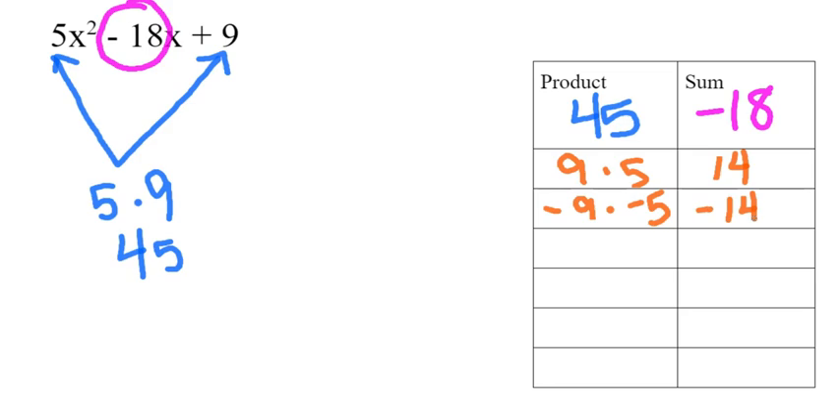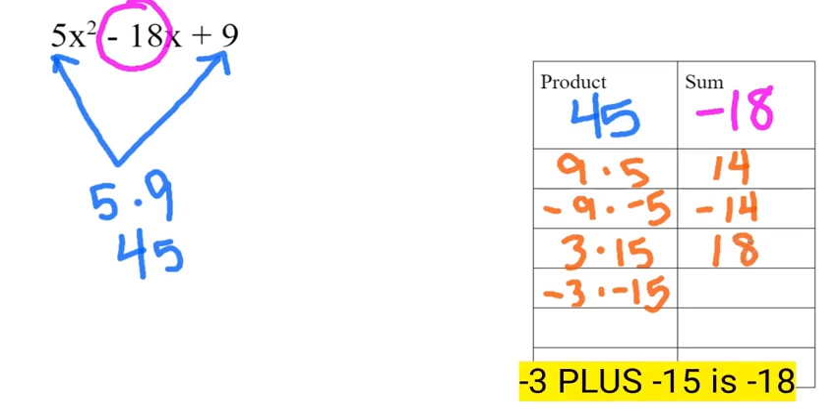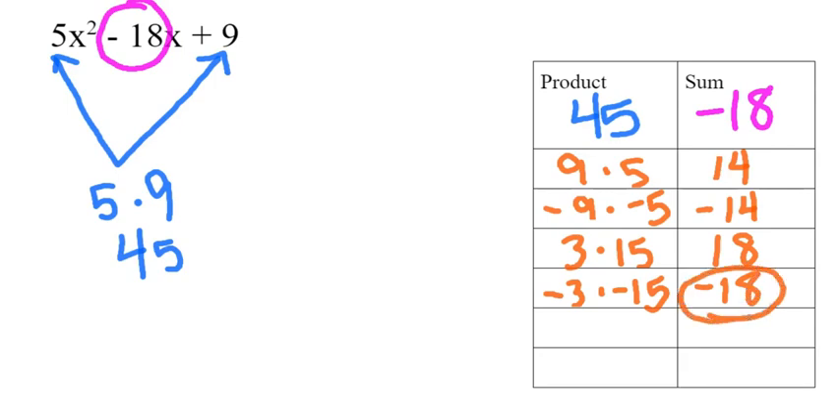Another thing that comes to mind is 3 times 15. So 3 times 15, and also negative 3 times negative 15. Okay, so 3 plus 15 gives us 18. Negative 3 plus negative 15 gives me negative 18. Now notice I have found my sum. So I don't need to keep going. I don't need to keep testing more numbers because I have found it. So I found my sum of negative 18, which means that my numbers are negative 3 and negative 15.